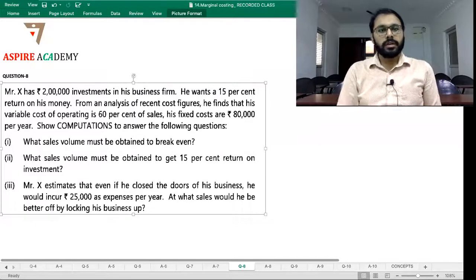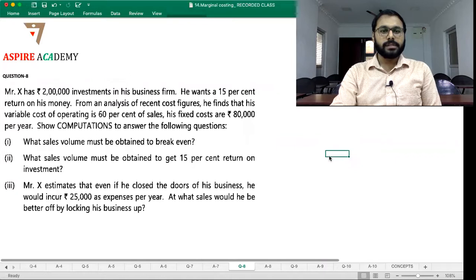Marginal costing, question number 8. Mr. X has 2 lakhs investment in his business firm. He wants a 15% return on money. From an analysis of recent cost figures, he finds that his variable cost of operating is 60% of sales. His fixed costs are 80,000 per year.